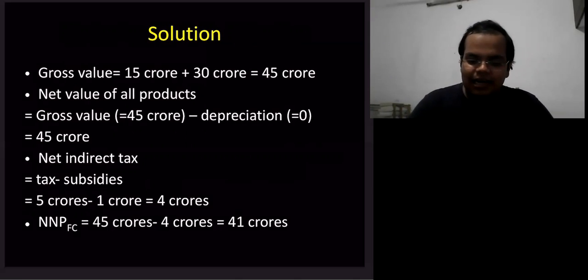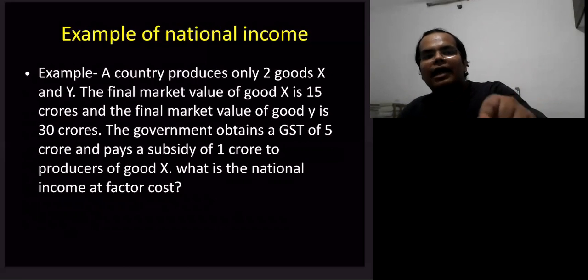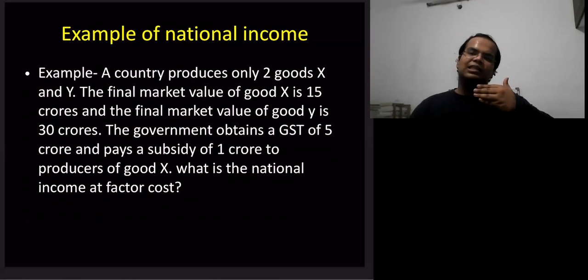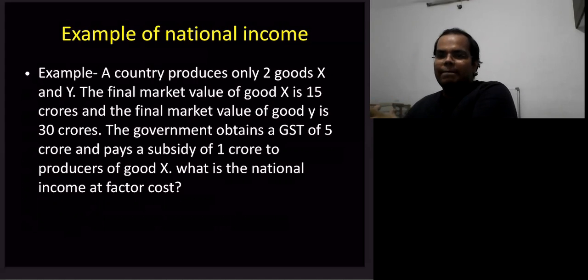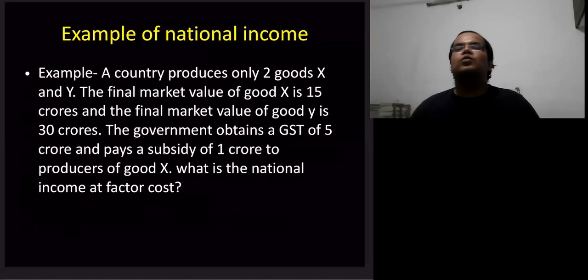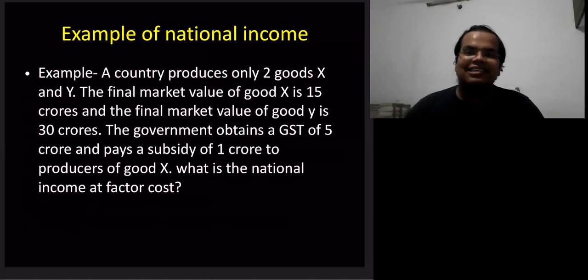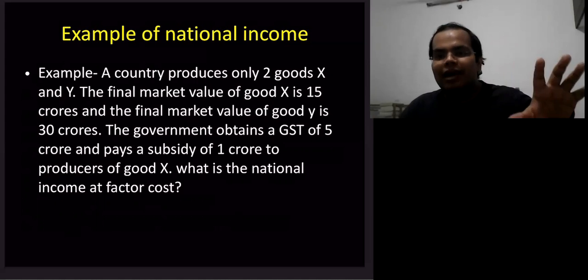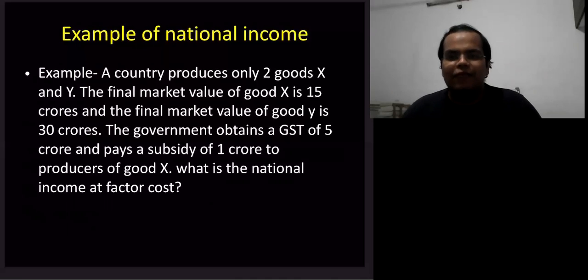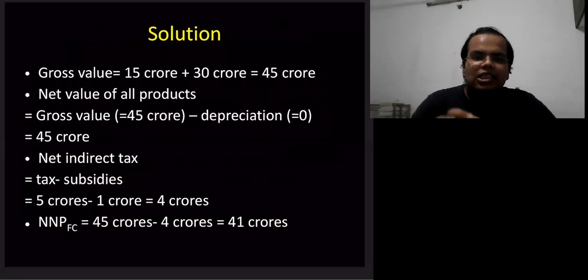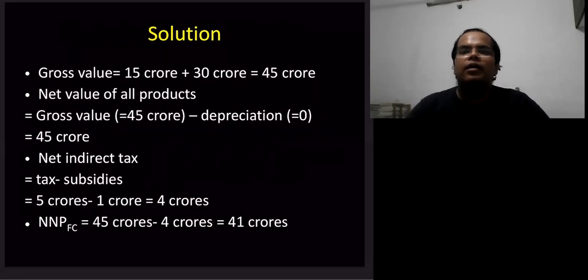So what exactly is the net indirect tax in this case? The government has taken out 5 crore rupees in the form of GST and they have given 1 crore rupees as subsidy. So the government has effectively taken 4 crore rupees, right? The government has effectively removed 4 crore rupees. So 4 crore rupees is going to be the net indirect tax in this particular case. Now, if I take the market price and from that I subtract 4 crore rupees, that will give me the factor cost. So in this case, the net national product at factor cost is going to come out to be 45 crores minus 4 crores, which is 41 crores.